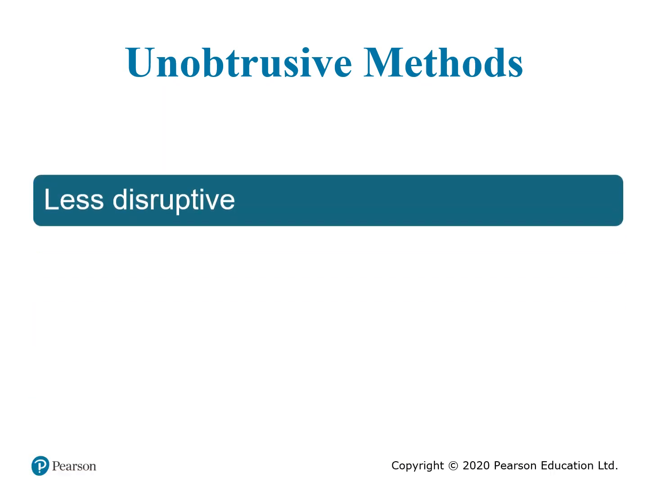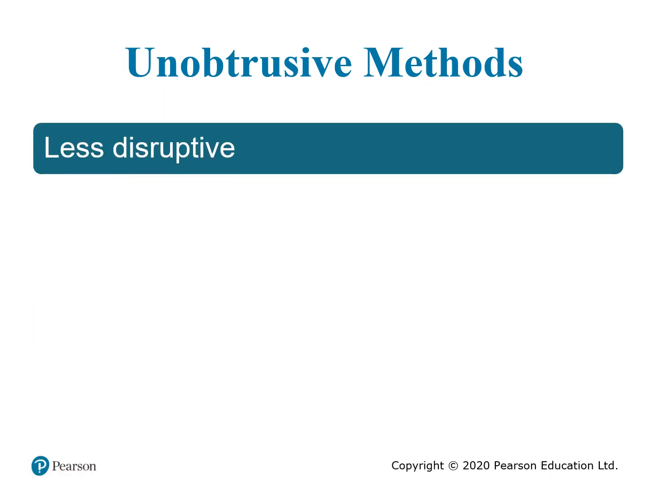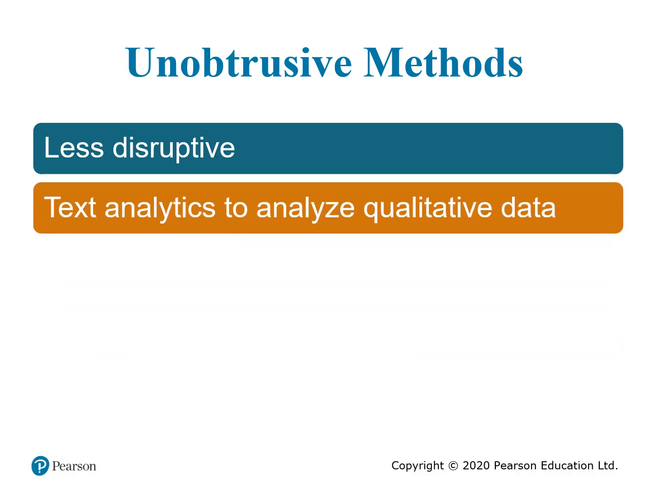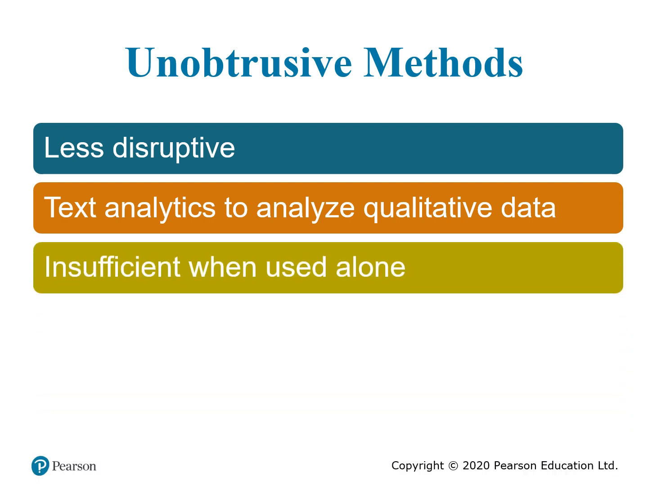Unobtrusive methods are less disruptive to the organization's process and operation. They require text analytics to analyze the qualitative data. We have more data based on documents, so we need content analysis and so on. And it is insufficient when used alone.